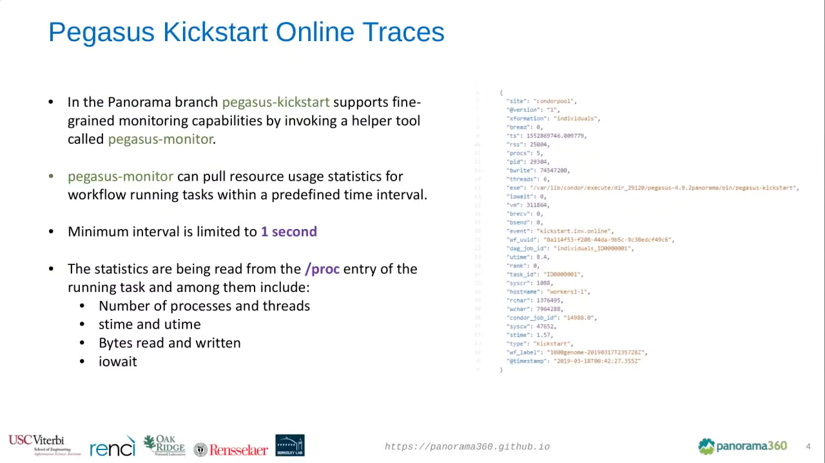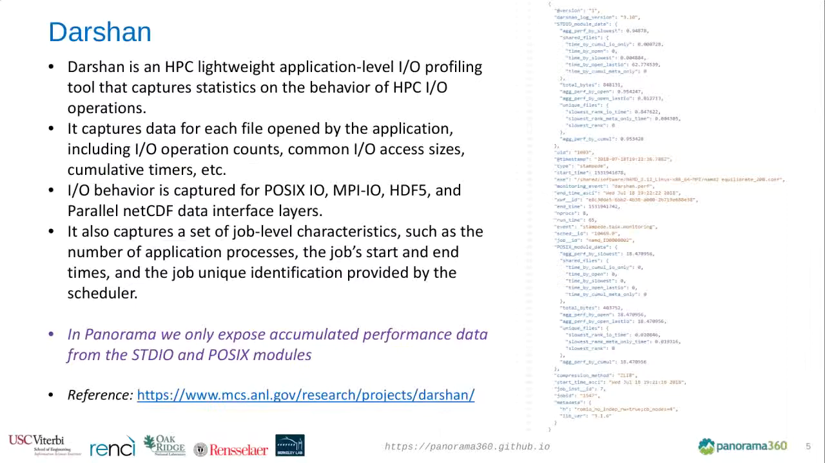Darshan, on the other hand, is an HPC lightweight application level I/O profiling tool that captures statistics on the behavior of HPC I/O operations. So it collects data that include the files opened by the application, the I/O operation counts, common I/O access sizes, and cumulative timers. And it has support for POSIX I/O, MPI I/O, HDF5, and the parallel netCDF layers. It also provides some job level characteristics, such as number of application processes, the job's start and end times, the job unique identification provided by the scheduler, and all of that is supported only for MPI applications.